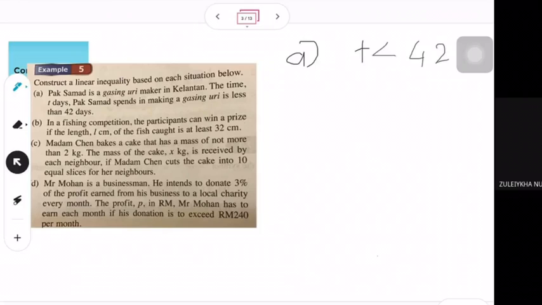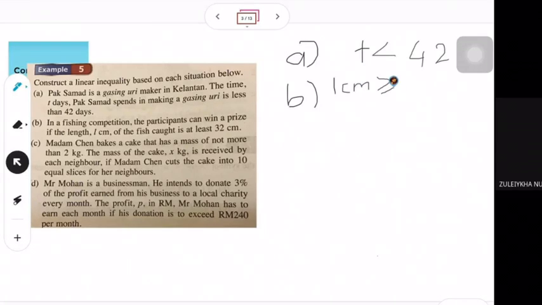So, B. In a fishing competition, the participants can win a prize if the length L centimeters of the fish caught is at least 32 centimeters. So, there's the word at least, so there must be an equal. L centimeter. Teacher, must put unit or not? Yes, can also. Okay. So, L centimeter larger than and equal 32 centimeter.